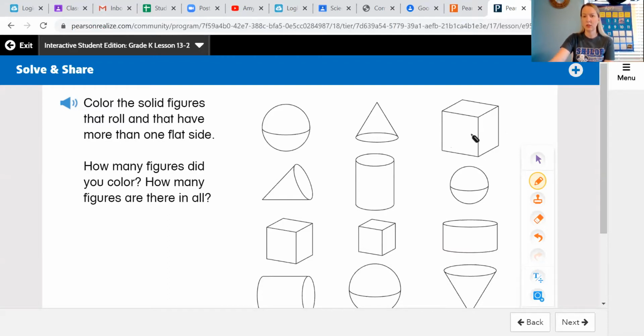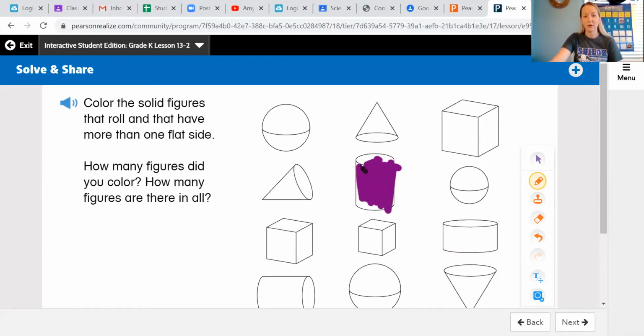It does not have 2, it just has 1 on the bottom, so we cannot color that one. Let's go over here to this cube. Can the cube roll? No, a cube cannot roll. It can only slide or stack. So we can't color that one. Oh, here's another cone. If we didn't color this cone, can we color this cone? No. Oh, let's look at the cylinder. Can the cylinder roll? Let me take my cylinder. Yep, it can roll. Does it have more than one flat side? 1, 2. It sure does. So we can go ahead and color in this cylinder.